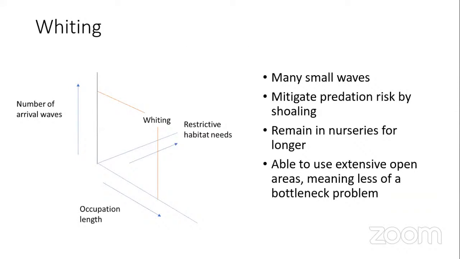So these diagrams are a bit of an experiment. Hopefully they make sense to you. What I have here are the three axes, the three different dimensions: the number of arrival waves, how long they need to stay in the juvenile habitat for, and then going this way, how restrictive the habitat need would be.